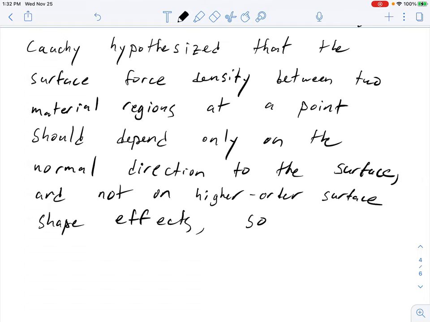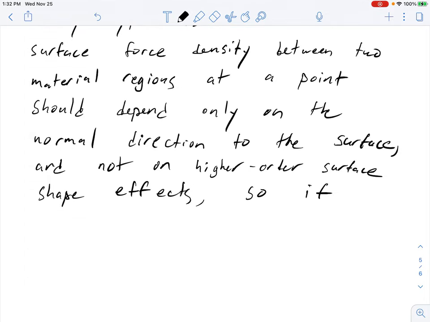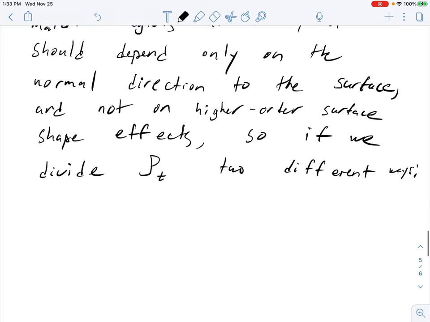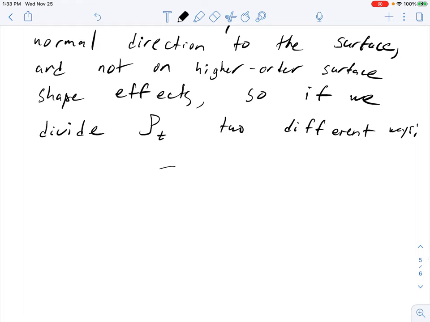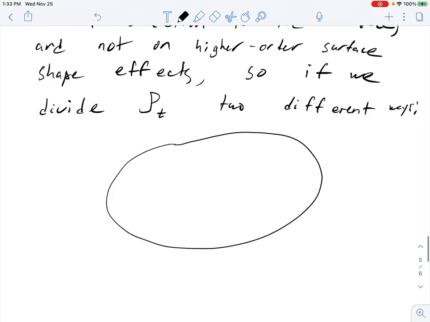So in this 2D example, we're going to look at dividing P sub T two different ways. All right, so here's our 2D P. Well, one thing that we could do, we could have this surface divide it. Let's say that our point of interest is right here. Well, we could also divide it. It's important that these be tangent at that point.